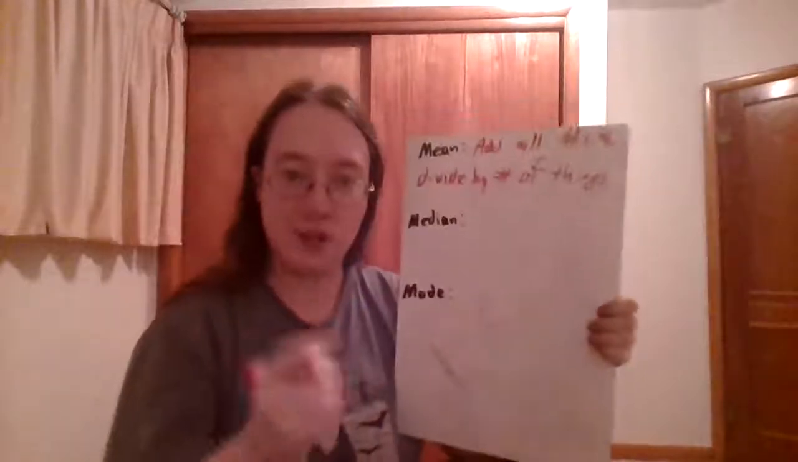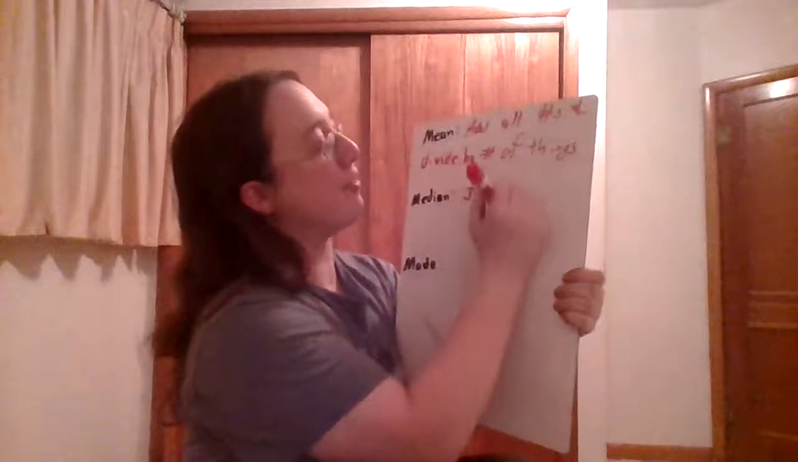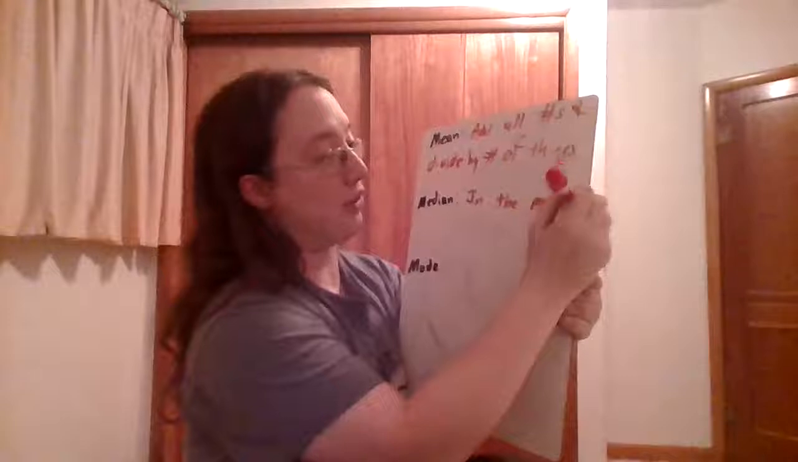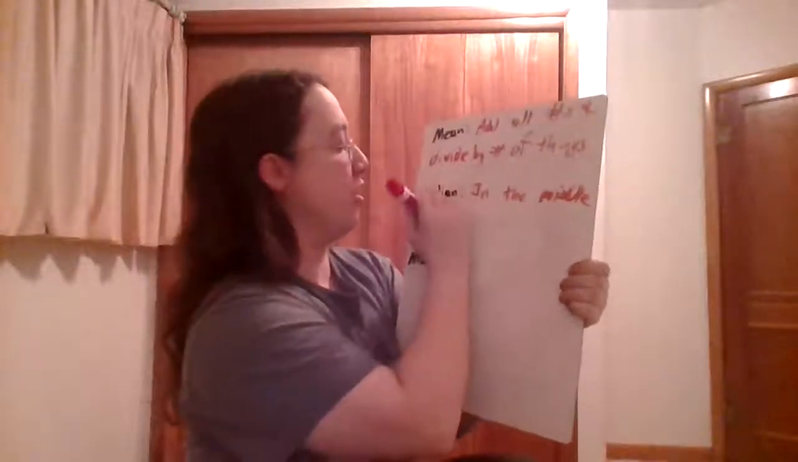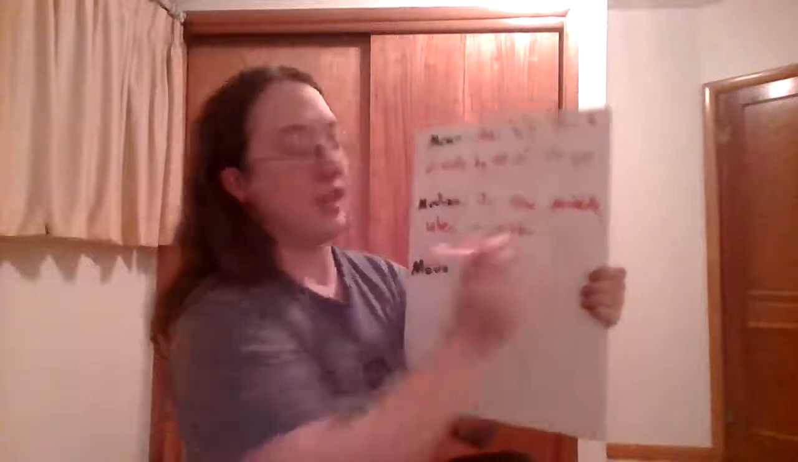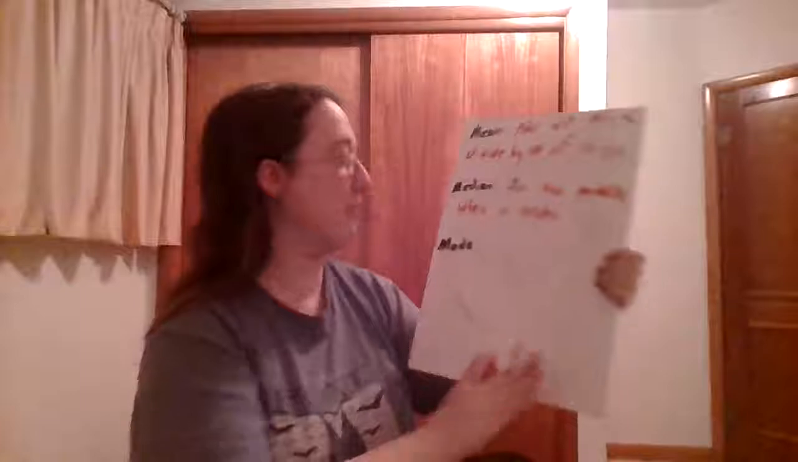Your median is your one that's in the exact middle once they're in order from biggest to smallest, or smallest to biggest. So it's in the middle when they're in order. And order either small to big or big to small doesn't matter, because your middle will be the same either way.